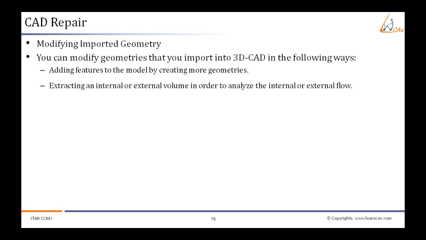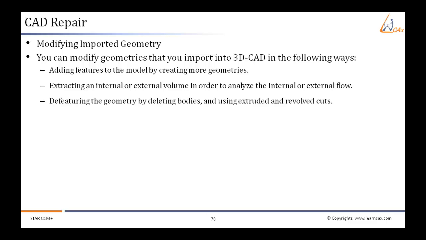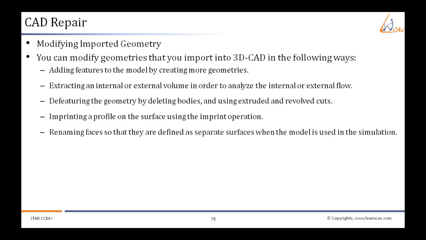We will also need to use the extract volume feature. In some cases, the volume to be extracted will be internal and in some cases external. The Defeature tool is also helpful in deleting unwanted bodies. You can use the extruded and revolve cuts to remove unwanted parts as well. There is also the imprint option, which helps to imprint a profile on surfaces. So we have to use a combination of all these tools and operations to produce a CFD volume from an imported CAD model.